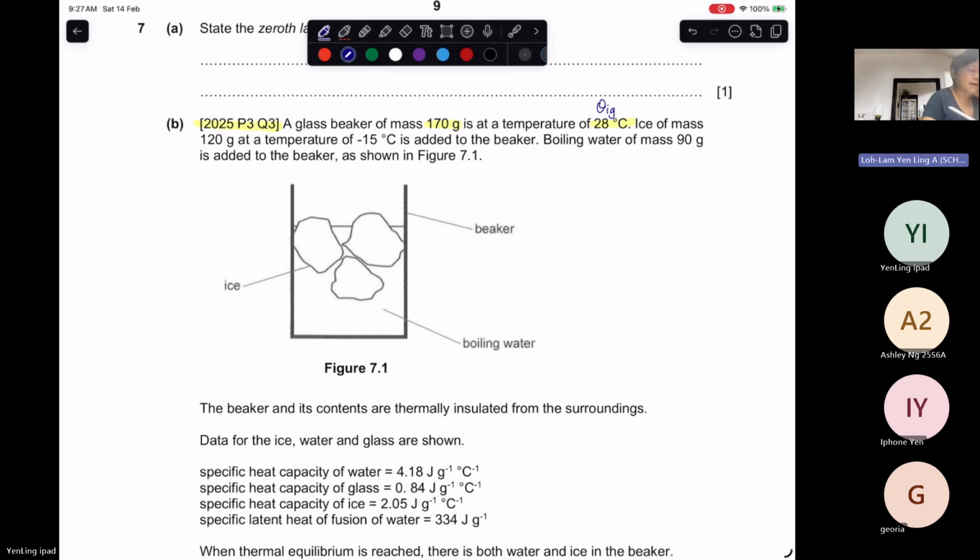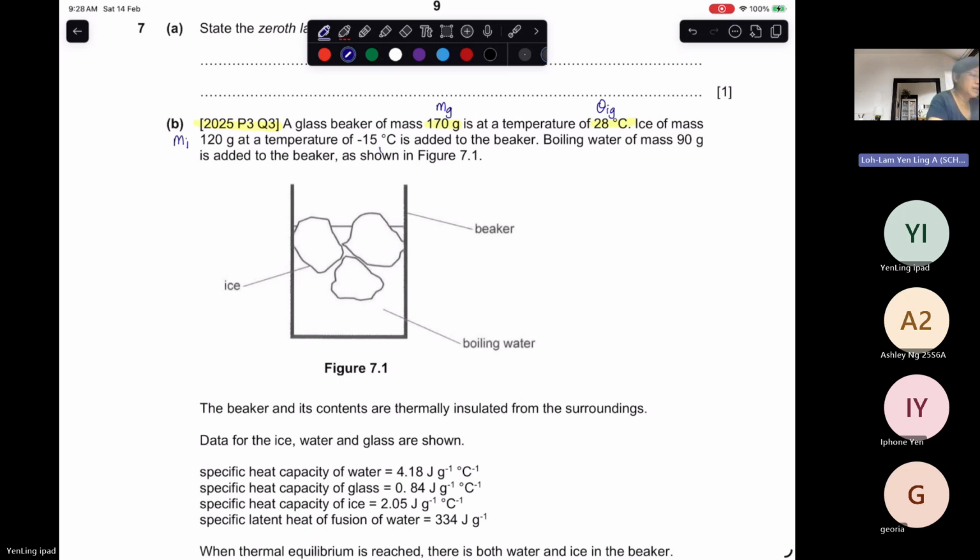Okay, and then there is this, so this is the mass of the glass beaker. All right, so again, some of you scribble all kinds of things without defining. Please do your definition in the question and make it clear, all right? So that the tutors and your examiners will know what you're looking at.